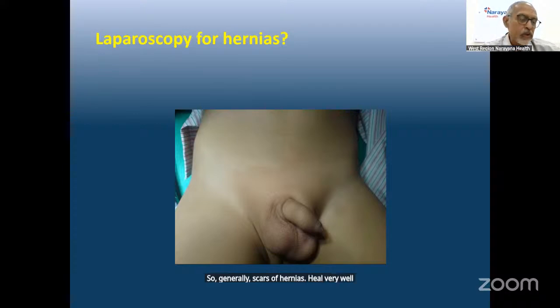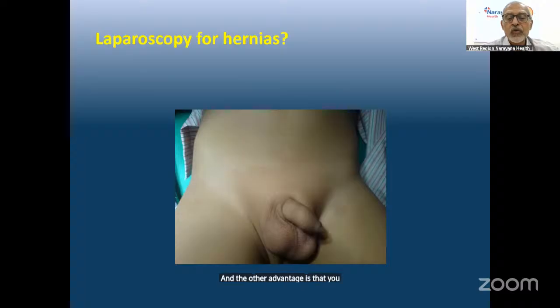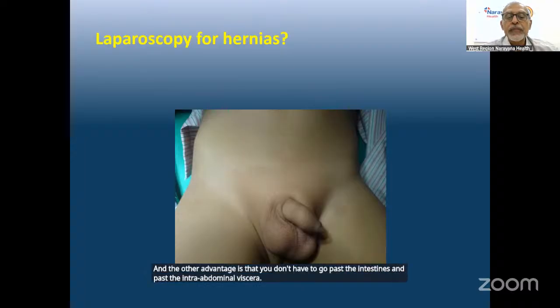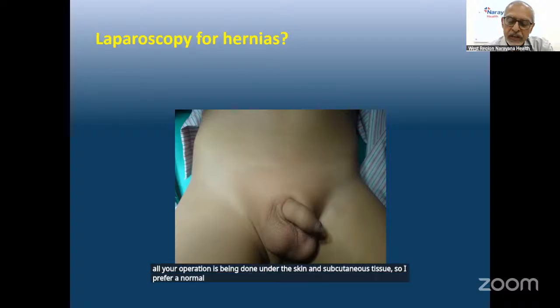In fact, if you do an open herniotomy, the anesthesia required is much less than the anesthesia required for a laparoscopy. And the other advantage is that you don't have to go past the intestines and past the intra-abdominal viscera. All your operation is being done under the skin and subcutaneous tissue. So I prefer a normal open herniotomy, though others may prefer a laparoscopy.